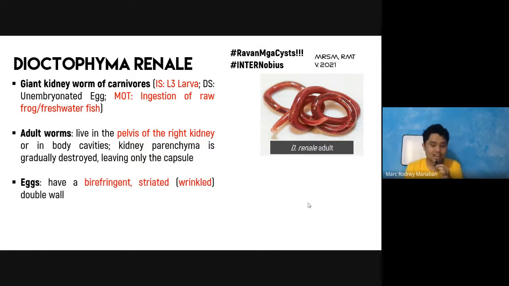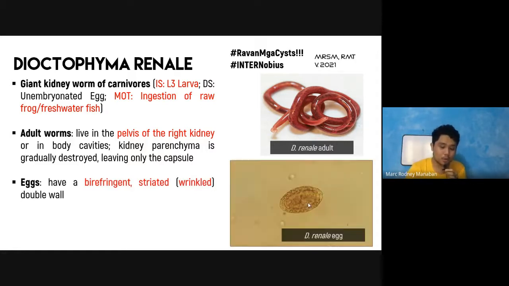Alright. Now, the eggs have a birefringent, striated, or wrinkled double wall. Here's an example of the egg. As you can see, wrinkled and striated, and birefringent, it can reflect light.